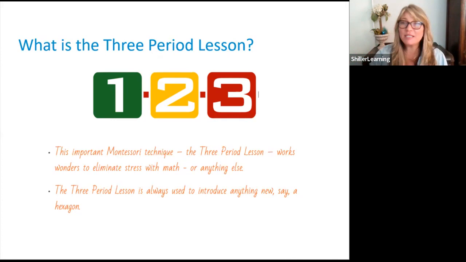also students of all abilities. So if you have gifted, twice gifted, that combination of gifted and special needs, of average abilities, the 3-period lesson and all Montessori techniques are going to help you to help your child fulfill their potential.